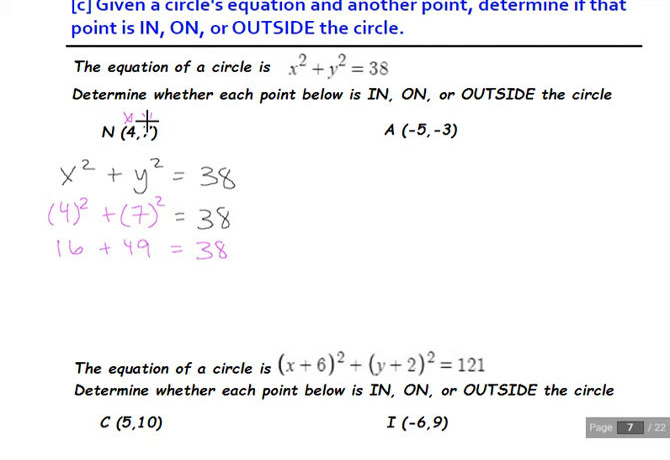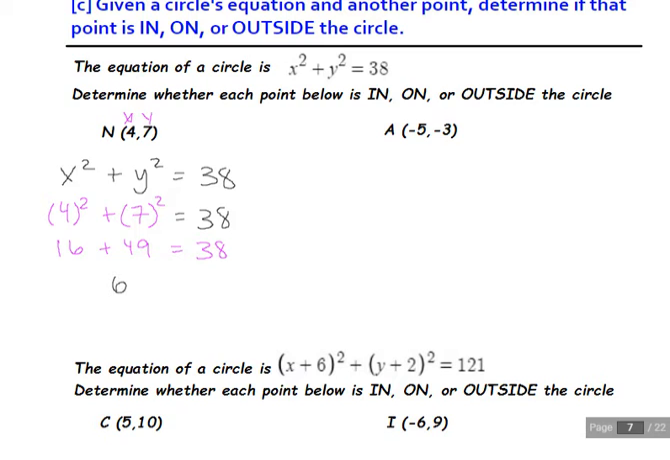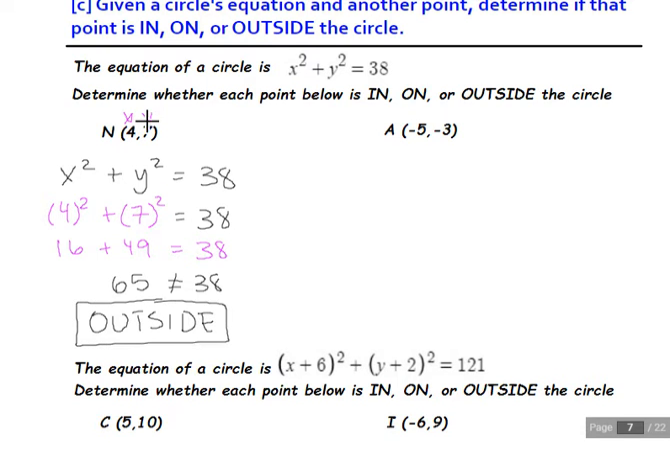Compare that to 38. Well, I can tell you right now it's already going to be larger, right? Because it's going to be 40, 50, 65. Yeah, 65. Not greater than, not the same as 38. So this is going to be outside because it's actually too large. So the distance between the center and the point n is going to be larger than the radius. Ergo, it's going to be outside, right?